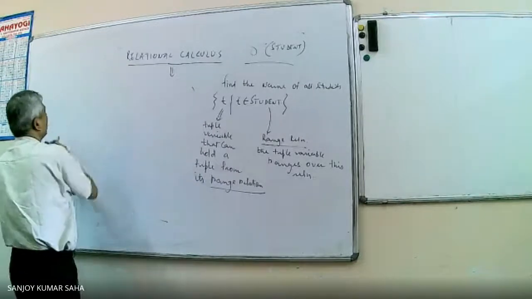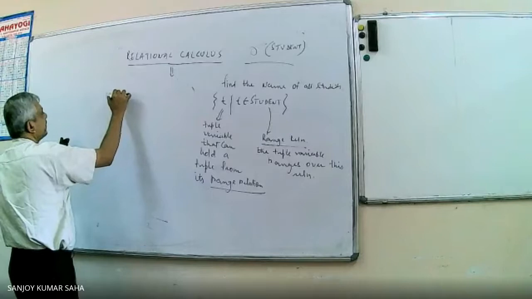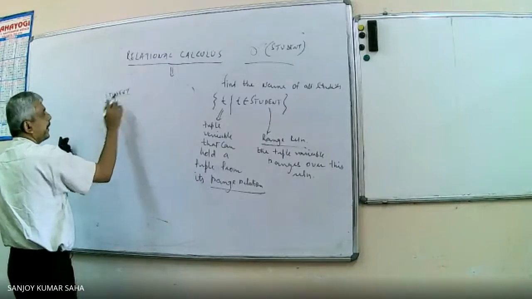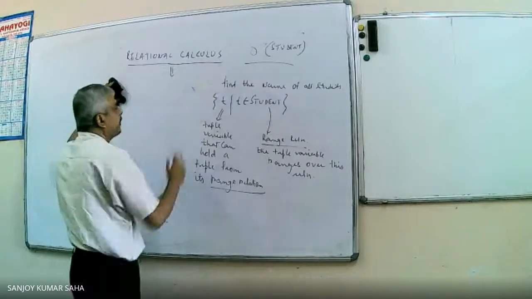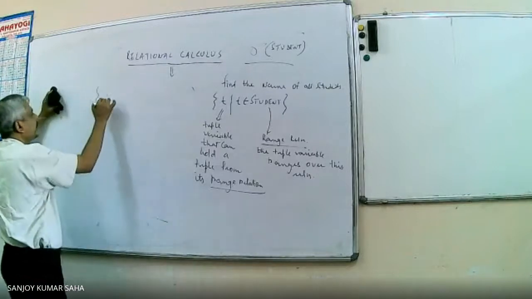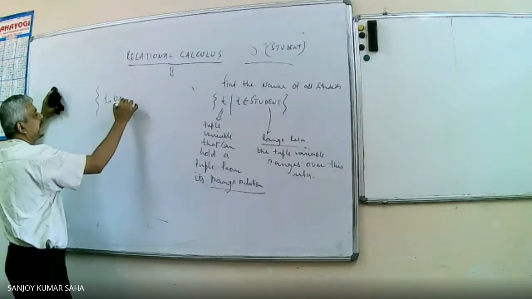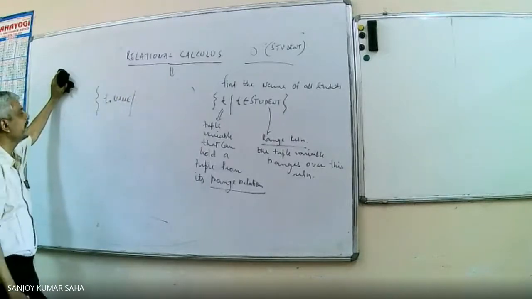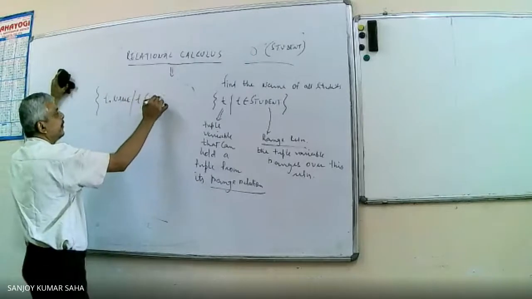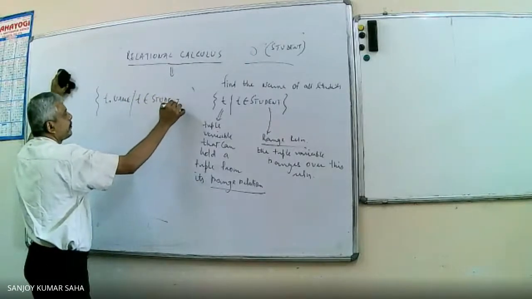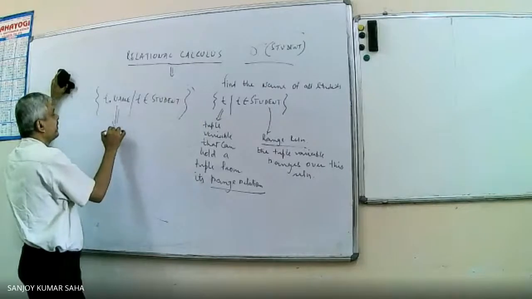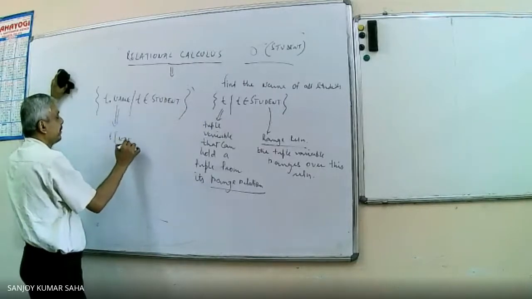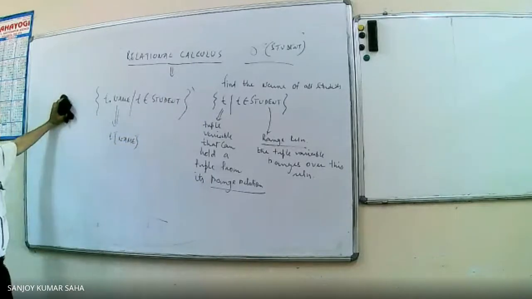Now suppose in our student relation I want to get the name. We can specify T dot name, as if T were a structure. From T I want to have the name, since T is holding a tuple of student. Somebody can also write it this way, T name.